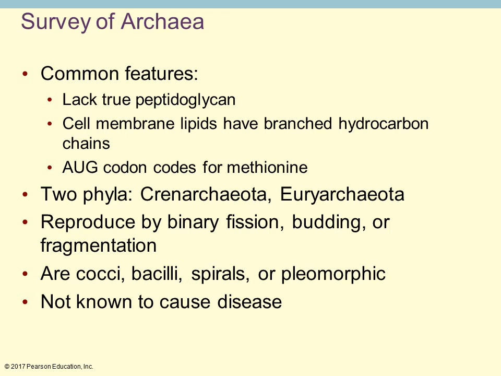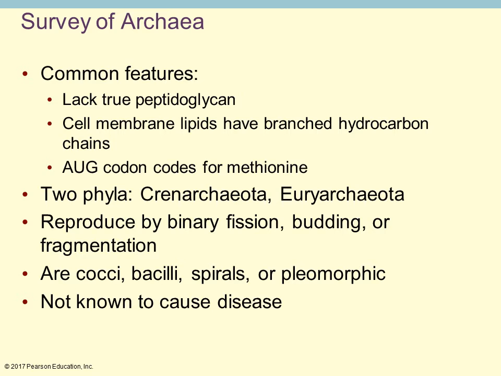If we look at the archaea, some of the common features, they do have a cell wall, but it does not contain peptidoglycan. So that is one way you can distinguish between the archaea and the bacteria. There are two main phyla. They do tend to reproduce by binary fission, budding, or fragmentation. They can be cocci, bacillus, spirals, or pleomorphic.